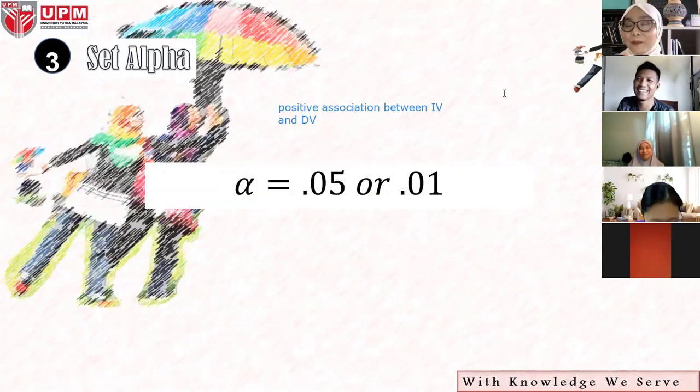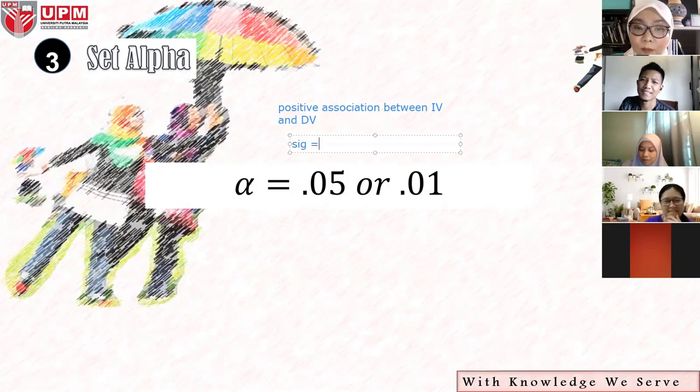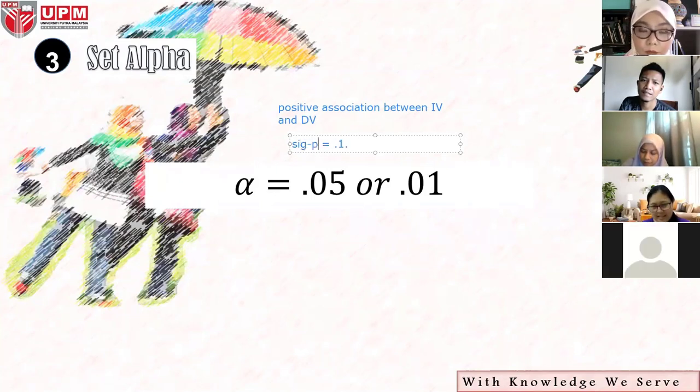Before I forget, just to share with everybody, since the question was raised, if this is the hypothesis, there is a positive association between IV and DV, you should be very careful. For example, I give you the finding: the significant value, p equals 0.1, but r equals 0.2.